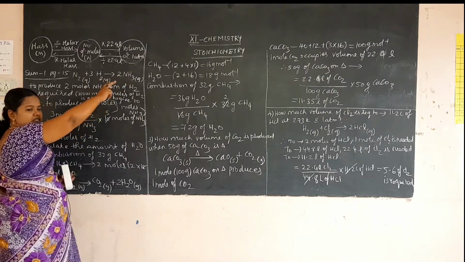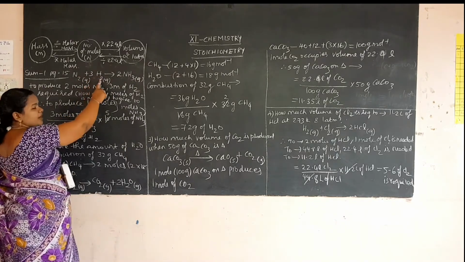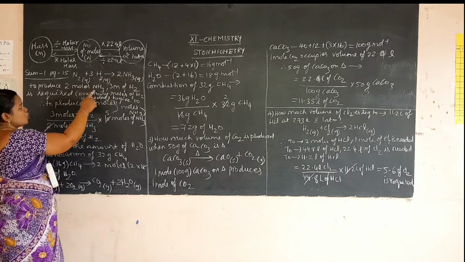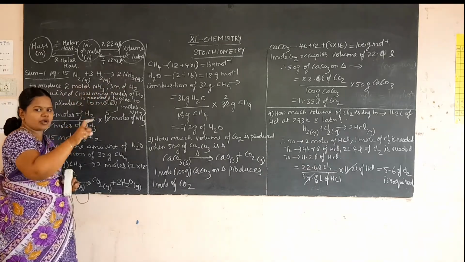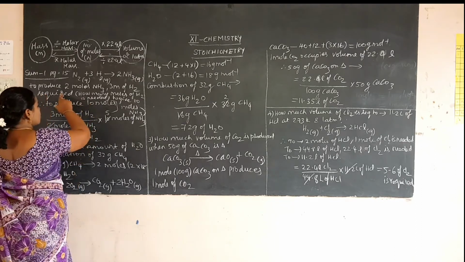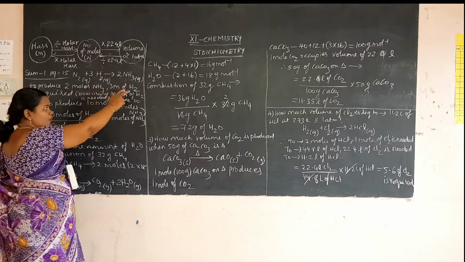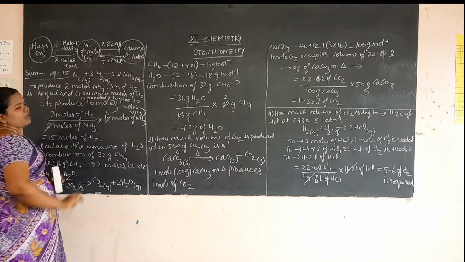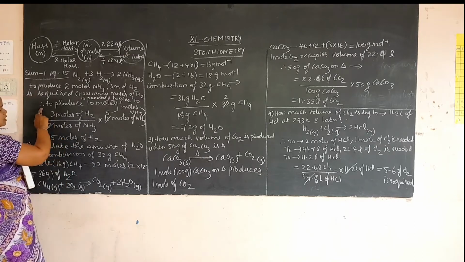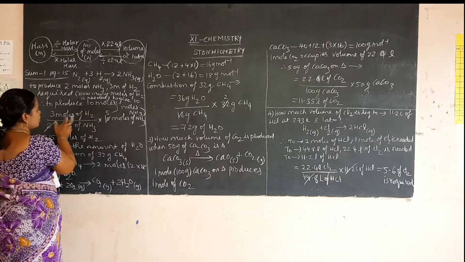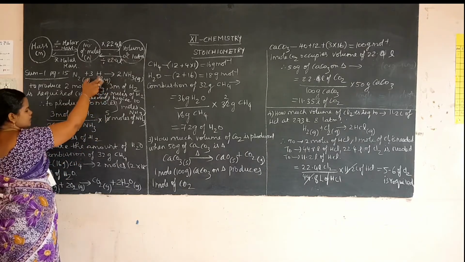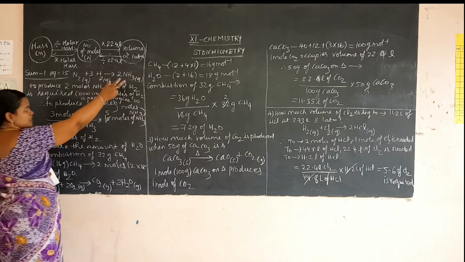Then you have to balance. So here 3 moles of hydrogen will give 2 moles of ammonia. To produce 2 moles of ammonia, how much hydrogen is required? 3 moles of hydrogen. For 2 moles of ammonia, we need 3 moles of hydrogen. Then for 10 moles how much is needed? For that you have to write like this. Therefore to produce 10 moles of ammonia we need 3 moles of hydrogen divided by 2 moles of ammonia.